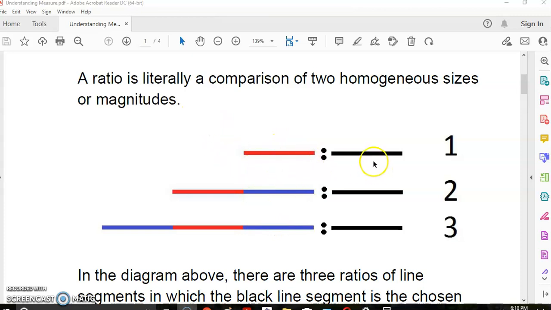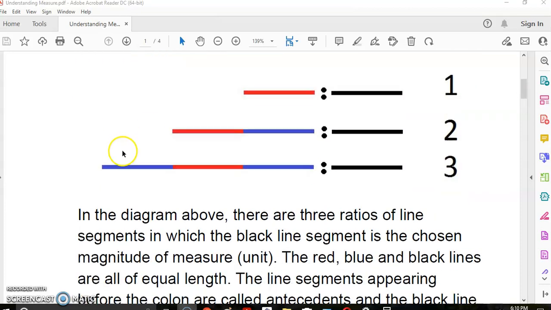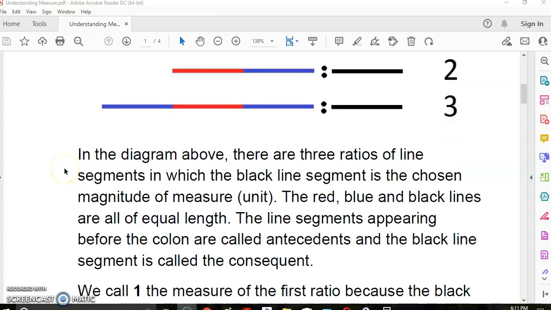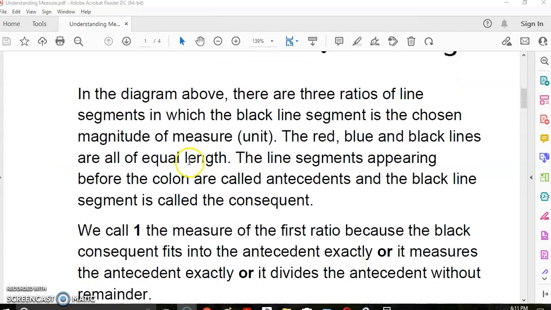So if we measure this particular ratio, we get the number 1. Right? If we measure this particular ratio, we get the number 2, and likewise this particular ratio, we get the number 3. Now, in the diagram above, the red, blue, and black lines are all of equal length. And so it's very easy to find the measures.